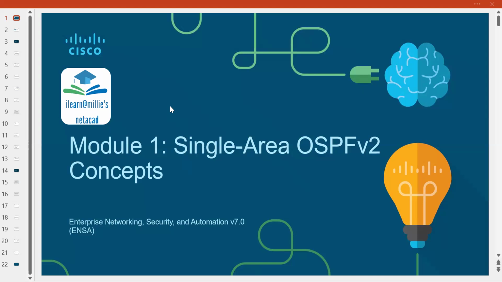So with this one, we start with single area OSPF, which is open shortest path first. Version 2, that's not a huge issue. Version 2 is just OSPF for IPv4 networks, and we have version 3, which is for IPv6 networks. So this is what we are going to be touching on.